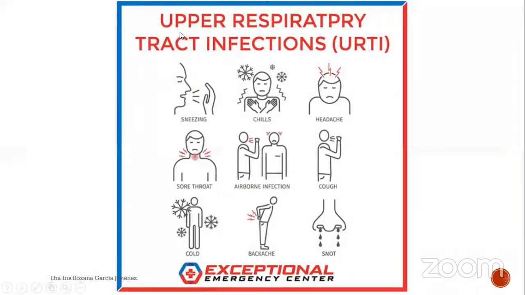This chart is showing us the most common symptoms of the URTI. The most common ones for catching the vocabulary, okay? We have sneezing, chills, headache, sore throat, airborne infection, of course, cough, cold, backache, and snot. Very, very common situations. I think we all have suffered all of the symptoms. That's why we can get in contact and catch the meaning easily, okay?